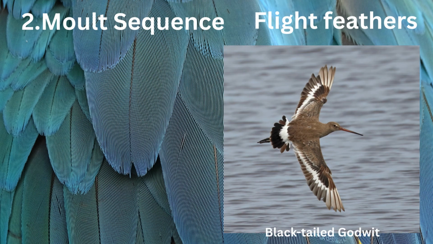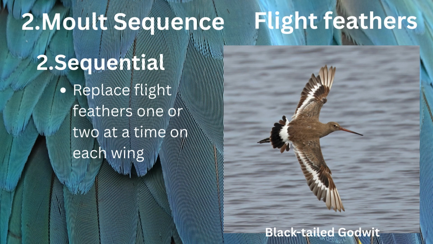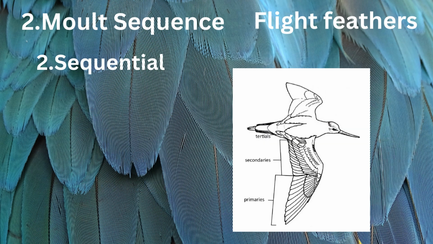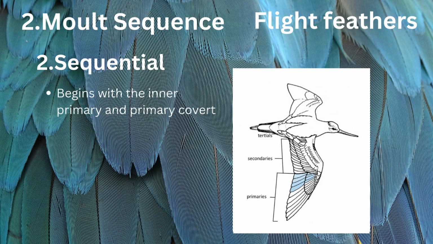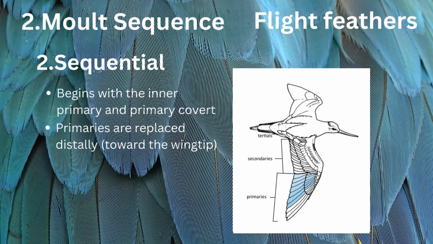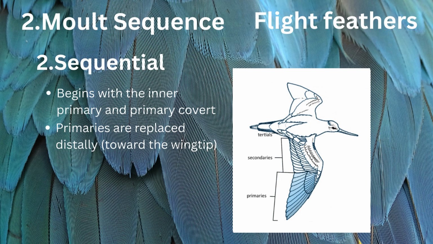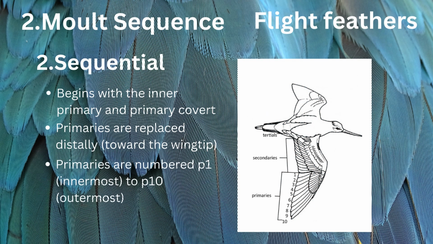Shorebirds, and most other waterbirds, replace their flight feathers sequentially. Feathers are replaced 1 or 2 at a time, enabling the bird to maintain the power of flight throughout the molt process. Pre-basic flight feather molt sequence usually begins with the innermost primary and its matching primary covert, and then moves toward the end of the wing 1 feather at a time. Primaries are numbered from the innermost, P1, to the outermost functional primary, P10. There is actually a P11, but it's so tiny that we normally ignore it.